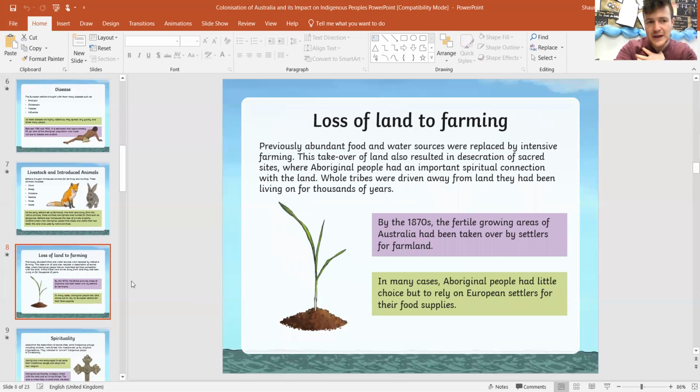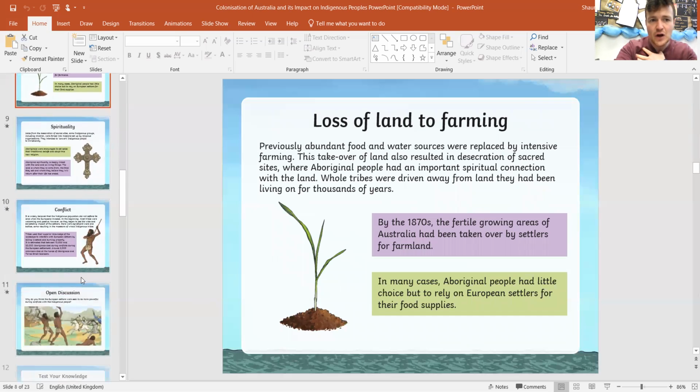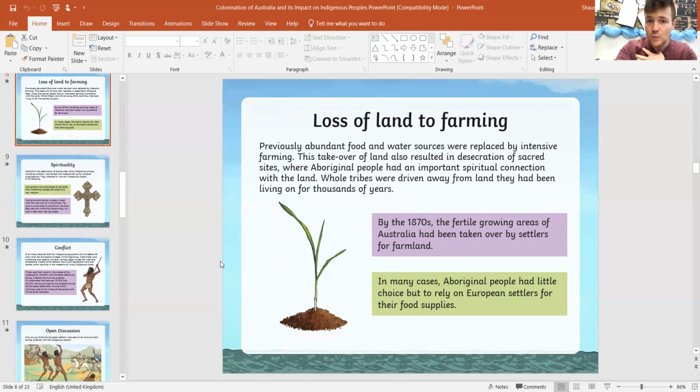And then also the Aboriginal people lost quite a lot of land for farming. We decided, actually, no, we want this land because we want to farm our own crops and what have you as well. So they lost a lot of land for that, just because we want to do some farming.